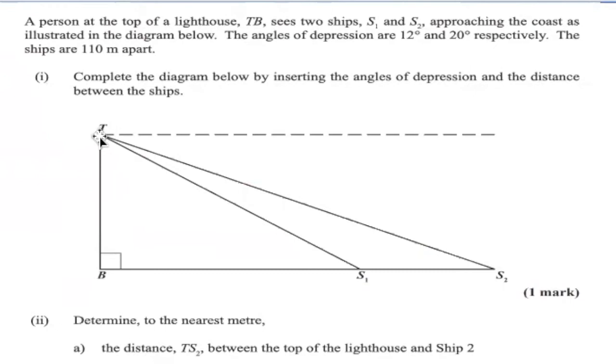the top of the lighthouse, sees two ships, S1 and S2, approaching the coast as illustrated in the diagram below. The angles of depression are 12 and 20 degrees respectively. The ships are 110 meters apart. Complete the diagram below by inserting the angle of depression and distance between the ships.